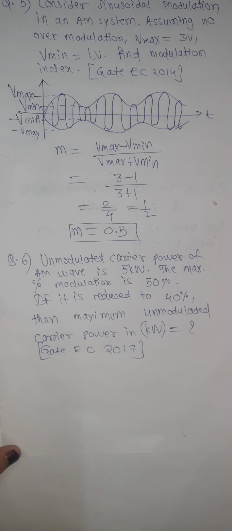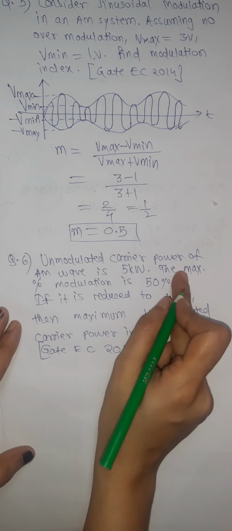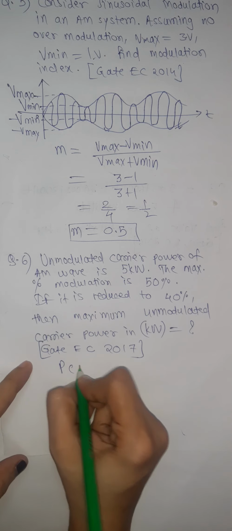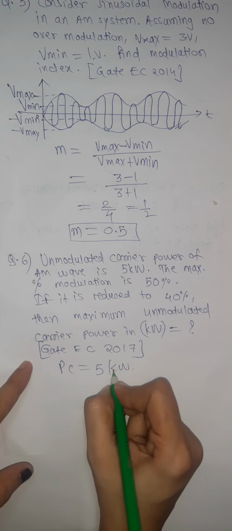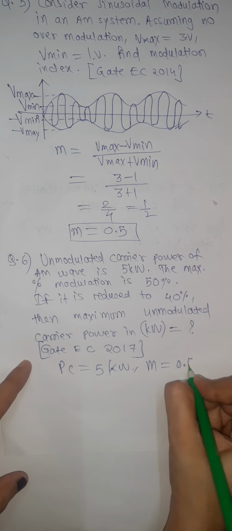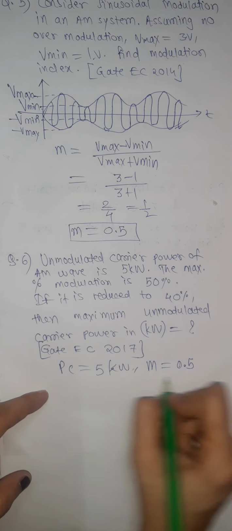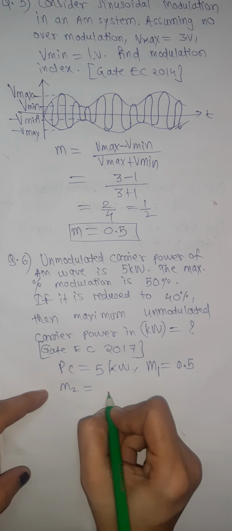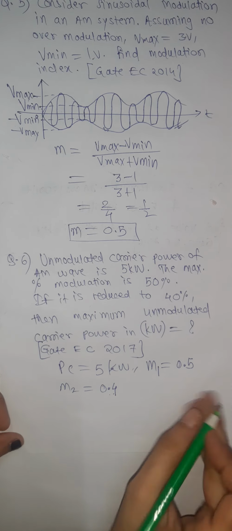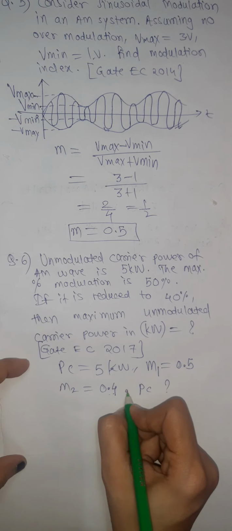Now here the given data is: the unmodulated carrier power of the AM wave is 5 kilowatts. So PC is 5 kilowatts when modulation index M is 50%, that is 0.5. Now the modulation index is reduced to 40%, that is M2 is 0.4. Then what is the PC value?